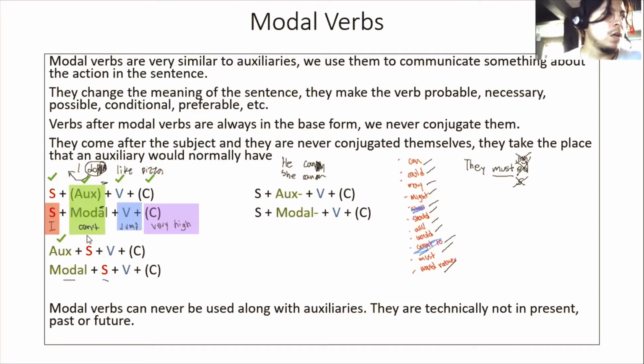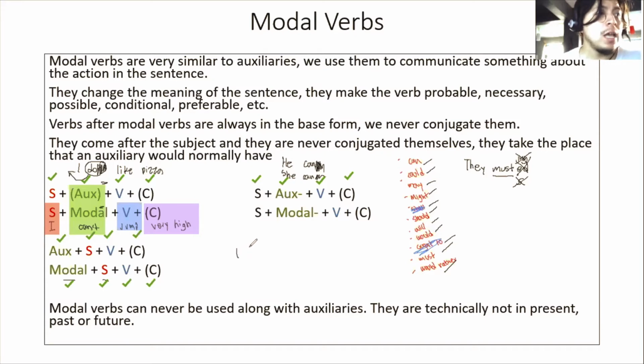Yeah, auxiliary, subject, verb, and complement. Subject, auxiliary, verb, and complement. We have 4 spaces. So when we are using a modal verb, the modal verb is taking the place of the auxiliary. So we can never, ever mix them. You can never mix auxiliaries with modal verbs.